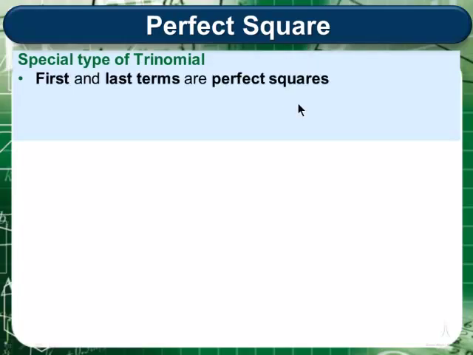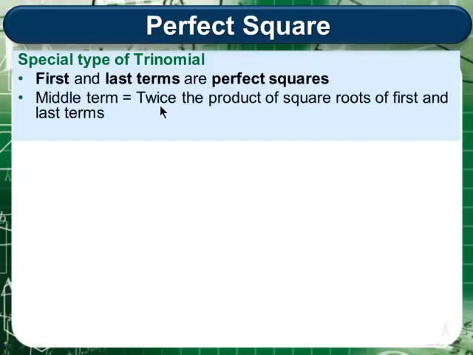Finally, we look at the perfect square as a special type of trinomial to be factorized. In this particular case, the first and the last terms of the trinomial will be perfect squares, and the middle term will be twice the product of the square roots of the first and the last terms. Now, if your trinomial has this particular structure, we refer to it as a perfect square in the sense of factorization, and we have then two identical factors in the process of factorizing this particular type of trinomial.